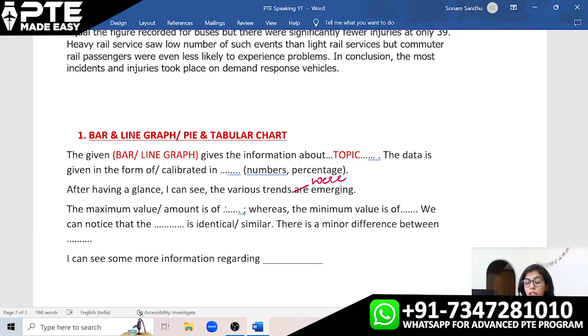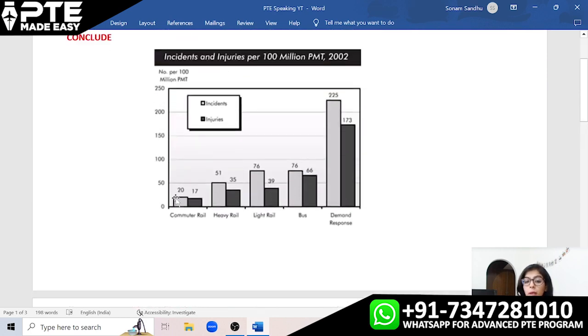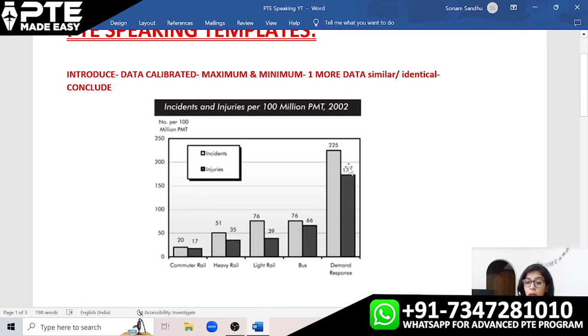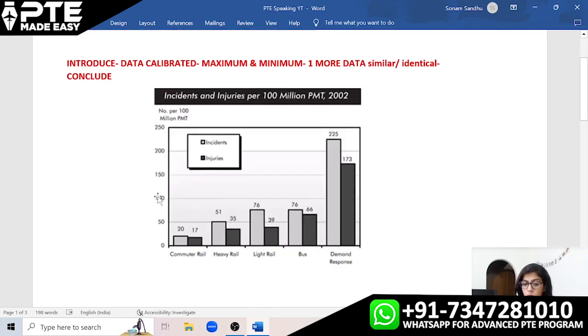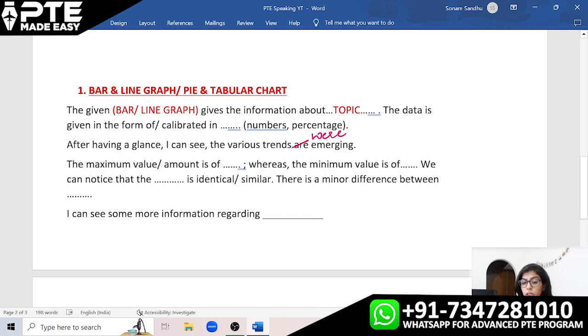The maximum value or amount is of dash, whereas the minimum value is of this. What is the maximum? The maximum number of incidents took place on demand response vehicles, which was 2,500, whereas the minimum was 20 on commuter rail. So maximum, minimum, what all do we need to share? We need to simply share the introduction, data calibrated, maximum and minimum, one more data either similar or identical, and at the end simply conclude. The maximum value I have already told, whereas the minimum value has also been told. We can notice that the dash is identical.